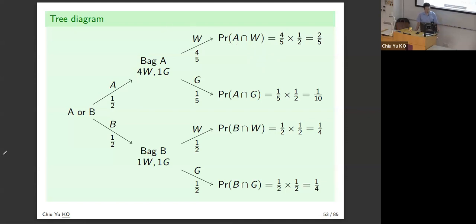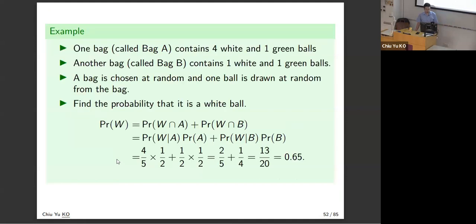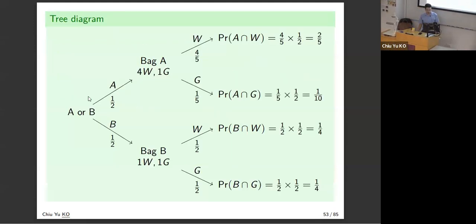The question is a little bit different. Maybe I should go back. So this is not urn, but there are 2 bets, bet A and bet B. Bet A has 4 whites and 1 green, and B is 1 white and 1 green. You're going to do the following. You close your eyes and draw 1 bet, and close your eyes and draw a ball from the bet. So first you have half for A and B, and once you do that, you're going to draw a ball, black or white.